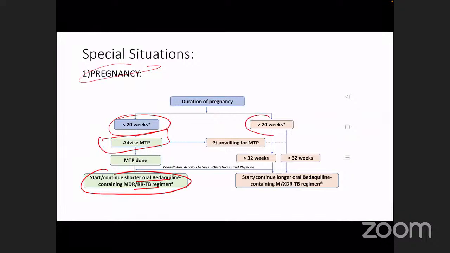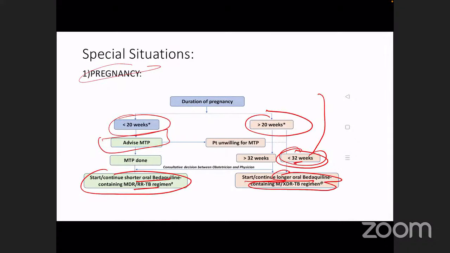For patients who are more than 20 weeks and the patient is unwilling for MTP, I just told one thing earlier, 32 weeks is the cutoff for not using the short course oral regimen. But less than 32 weeks, you start or continue the long regimen that we just discussed currently. Okay, not the short course regimen. If it is more than 32 weeks, after consultation with the obstetrician gynecologist, you can consider using the short course oral bedaquiline-containing regimen. Okay, I hope this is very, very clear.